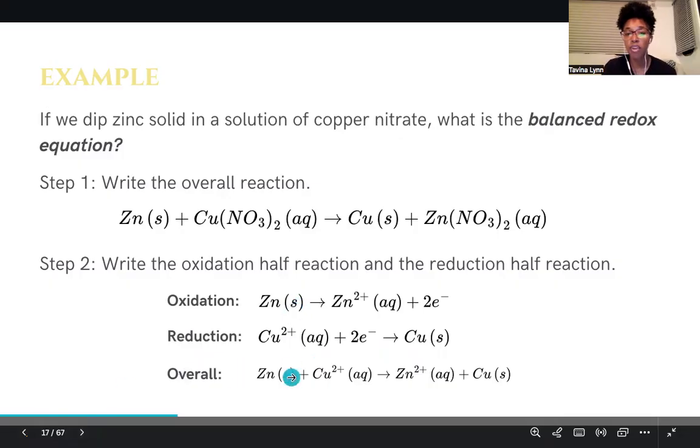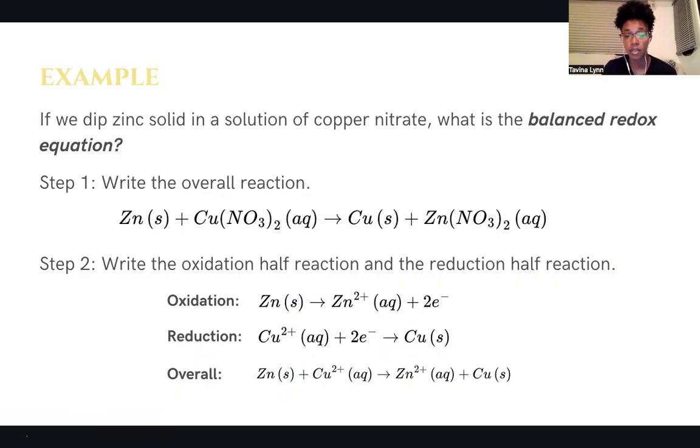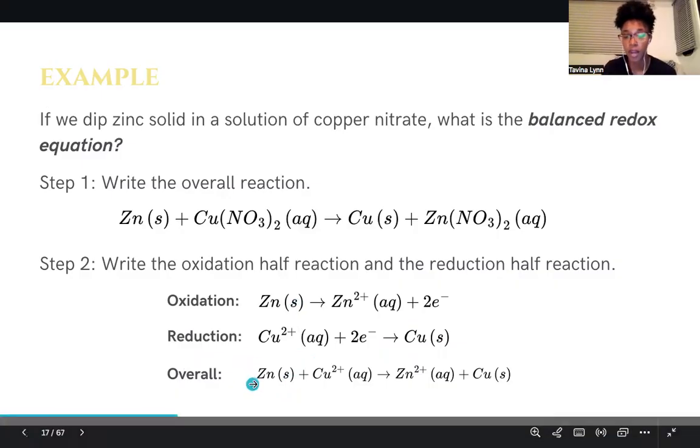Now our overall net redox reaction is just the sum of our oxidation and reduction reactions, canceling out the electrons. So this is a pretty simple example. If we add these together, we end up with zinc solid plus copper 2 plus aqueous yields zinc 2 plus aqueous plus copper solid.